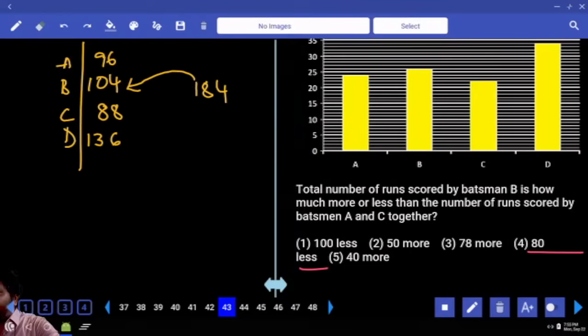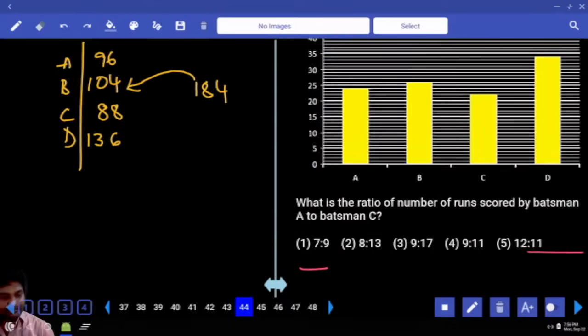80 less. Sometimes they may give the first option as 80, which would mean 80 more. So you should remember the entire thing. Don't just remember only the number.